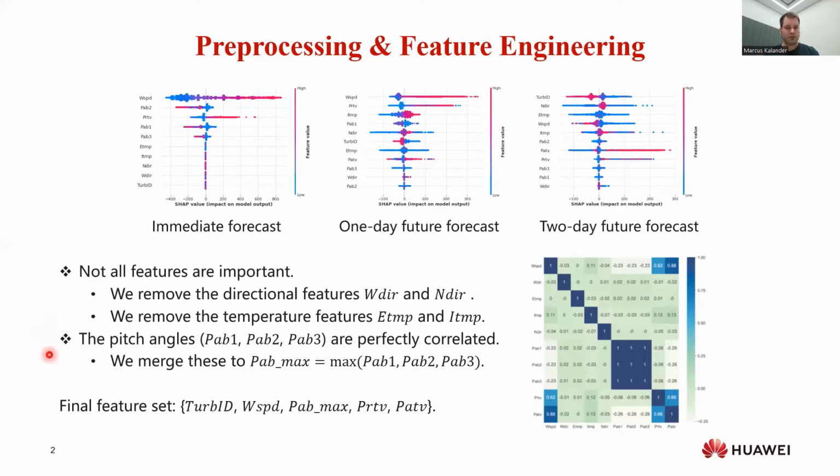Moreover, we merged the 3 pitch angles into a single value by taking the maximum value at each time step, since they are perfectly correlated with each other, as can be seen in this heat map here. And the final feature set that we actually use is therefore the turbine ID, the wind speed, the maximum pitch angle, and the reactive and active power.